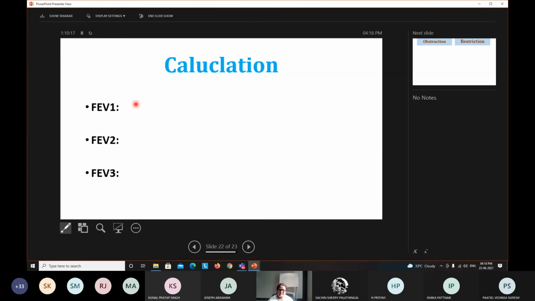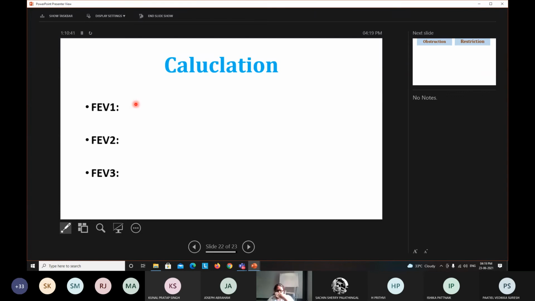So usually FEV1 normal value is around 80%, more than 80% is normal. Then FEV2 is around 95 to 98. FEV3 is around 98 to 100% of total lung capacity. These are the normal values of FEV1, forced expiratory volume.